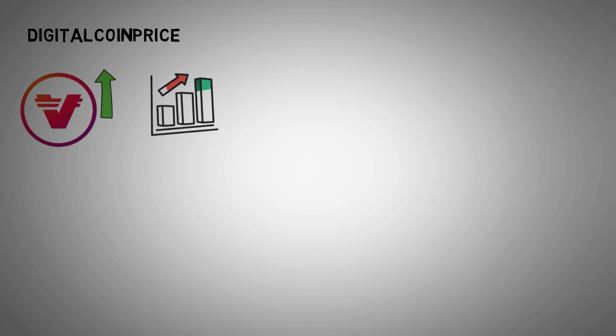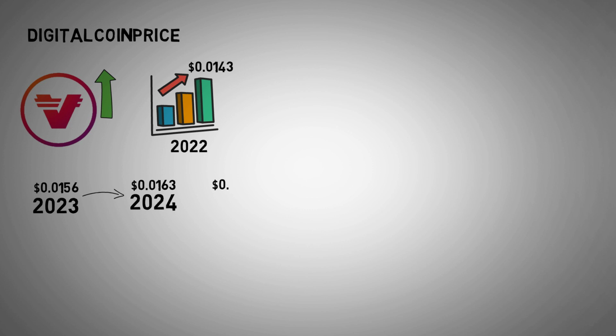Finally, digital coin price is far more cautious in its outlook, although its Veracity coin price prediction does suggest that VRA will go up over time. It says the forecast for 2022 is $0.0143, rising to $0.0156 in 2023 and $0.0163 in 2024.